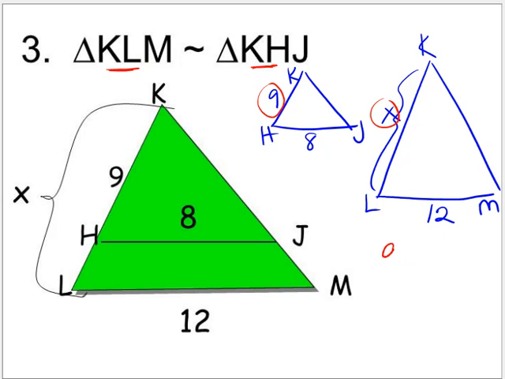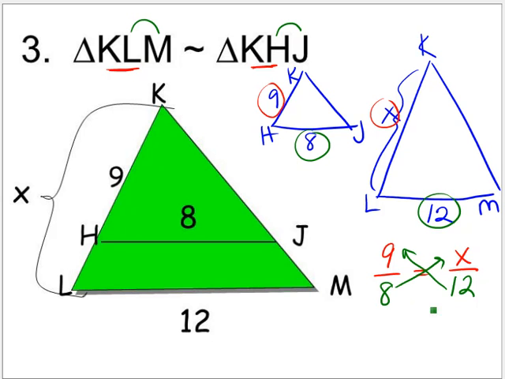So I'll go ahead and start my proportion. 9 over something equals X over something else. 8 matches up to the 12 because HJ and LM are in the second and third positions. This is going to be 9 over 8 equals X over 12.